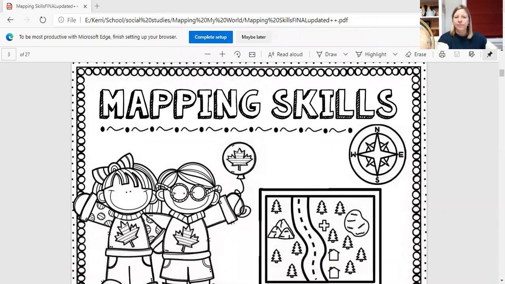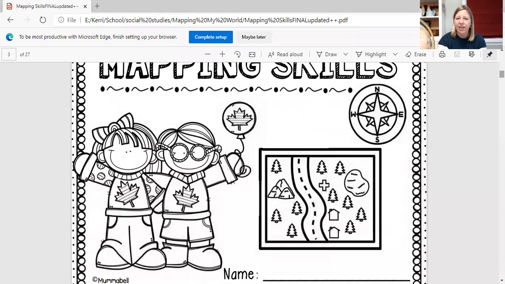All right, now it's time for you to get your papers, and I'm going to share my screen so that you can see it right here on your computer or your device that you're using. All right. So the first activity page is just a coloring page. I'm just going to skip over that part, but you can see on the cover page, the title page, there are some nice characters there. Look, they are wearing a maple leaf. I wonder if they're from Canada.